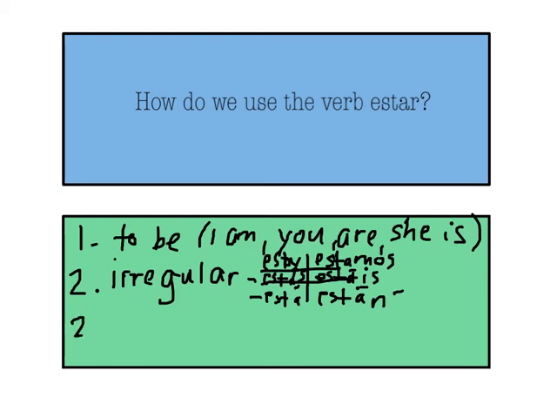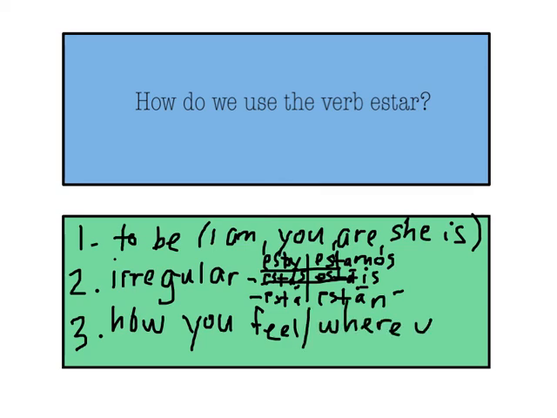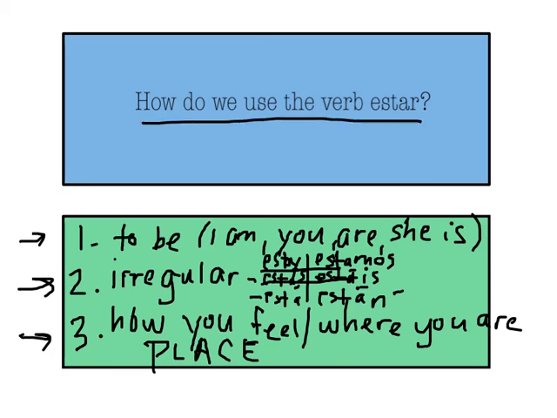Then the last thing that I want you to go ahead and write down is when we use the verb estar. So how you feel, where you are, my bad. How you feel, I got ahead of myself there. Where you are. Always use the verb estar. And if you just want to go ahead and write down place too and what that means. So we've talked about what does estar mean, how do we conjugate it, and then how do we use it. And that's the big answer to how do we use the verb estar.